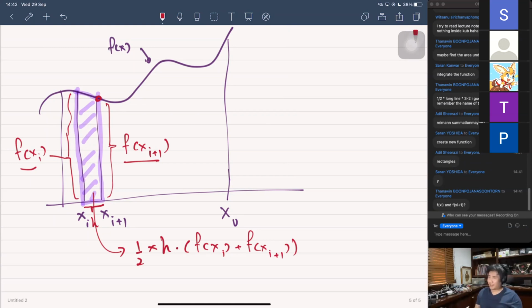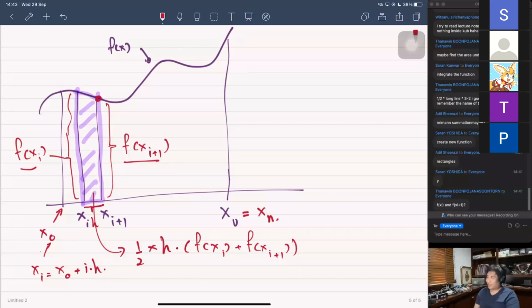It's just the area of a trapezoid, nothing fancy yet. Now let's add up all the pieces. Let me name this thing x0, so that way it's easy to find. So xi is going to be x0 plus i times h. We need to be a little bit careful with the limit. Let me get this. So xu here, I'm going to call xn.